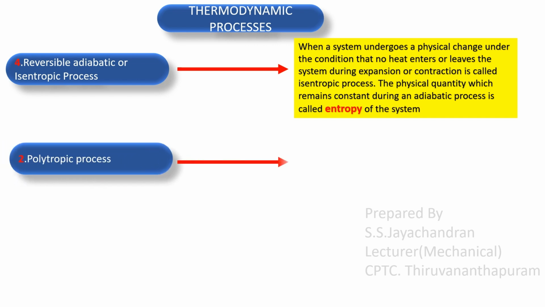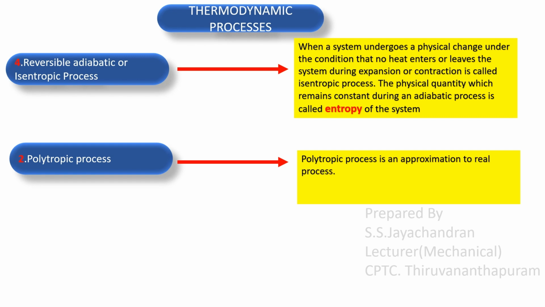5. Polytropic process. A polytropic process is an approximation to a real process. In this, volume and temperature do not remain constant and there is an interchange of heat between the gas and the surroundings.